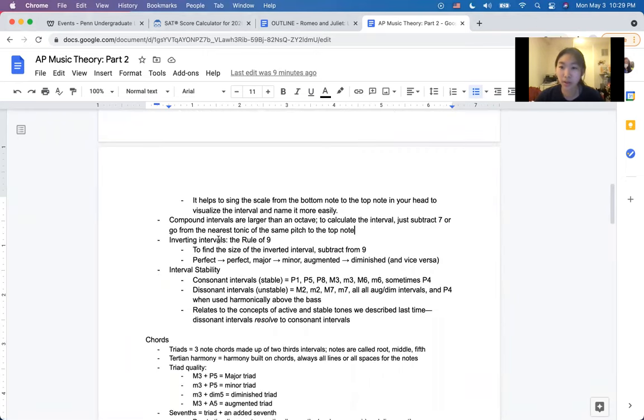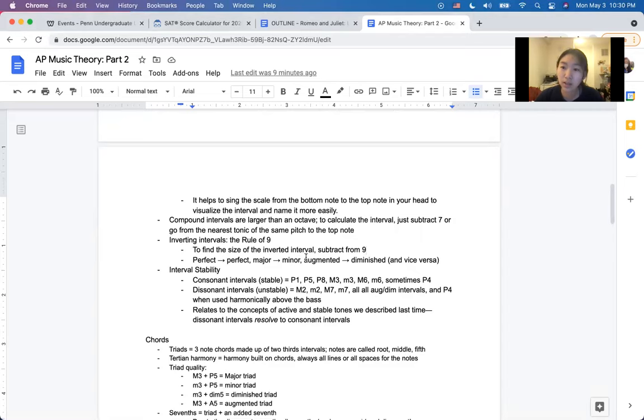So inverting intervals is basically just changing the order of it. The top note goes to the bottom and the bottom note goes to the top. With inverting intervals, you want to really use the rule of 9, which means that to find the size of the interval, remember we have two portions, the size and the quality for naming intervals.